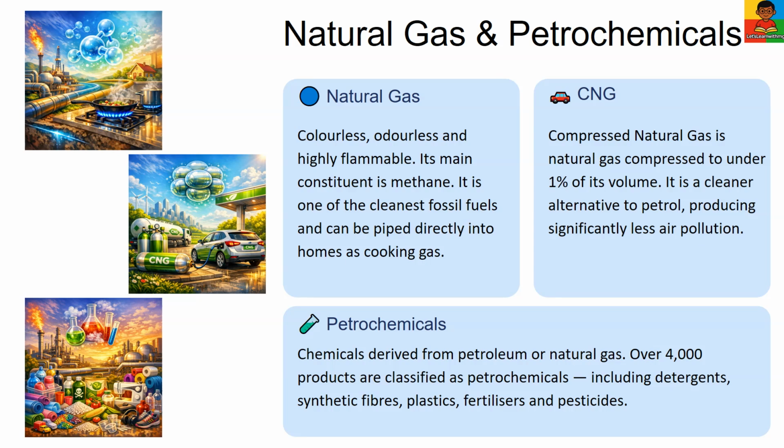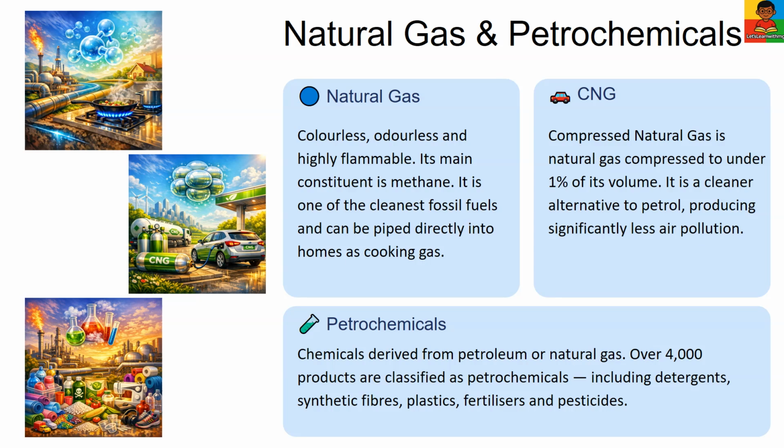Natural gas is colorless, odorless, and highly flammable. Its main constituent is methane. It is one of the cleanest fossil fuels and can be piped directly into homes as cooking gas. Compressed natural gas, or CNG, is natural gas compressed to under 1% of its volume. It produces significantly less air pollution than petrol.